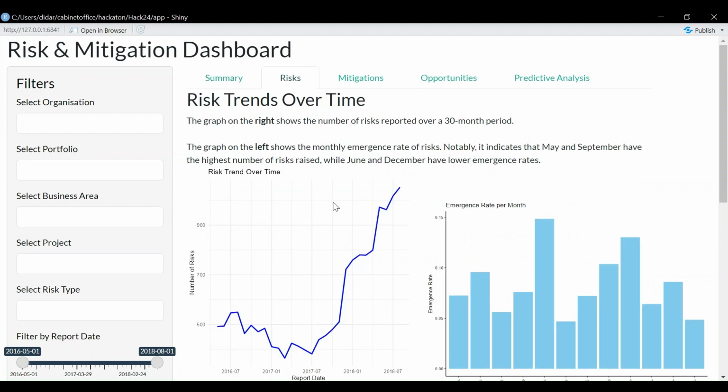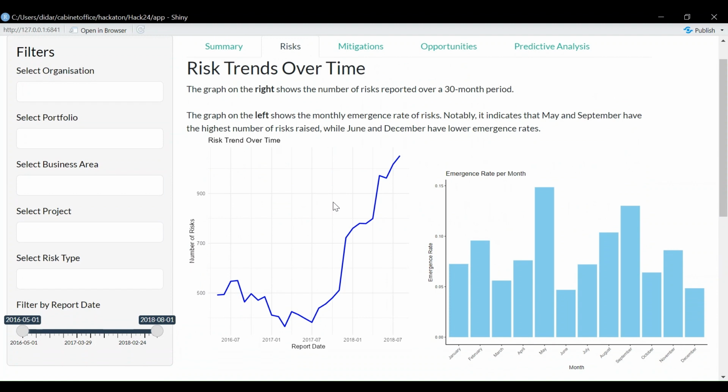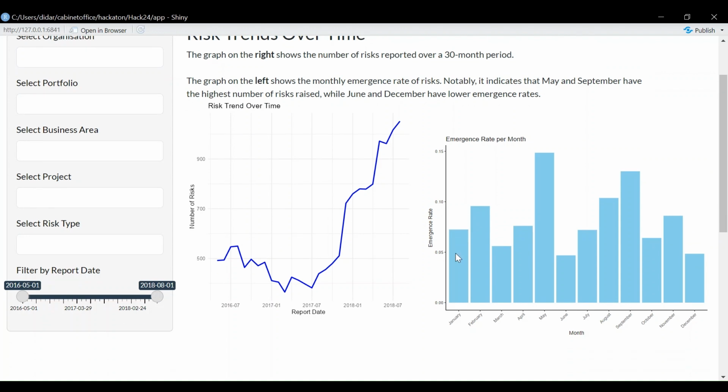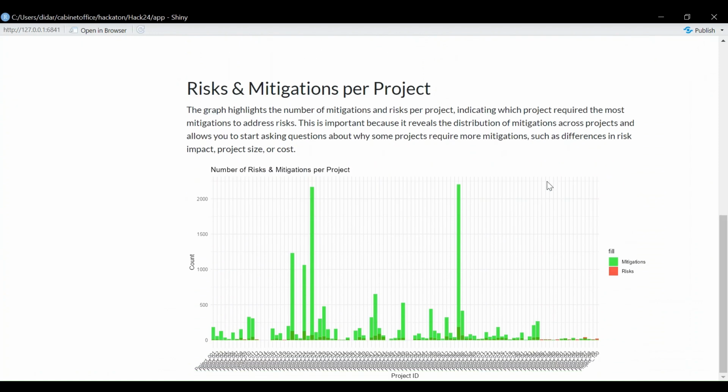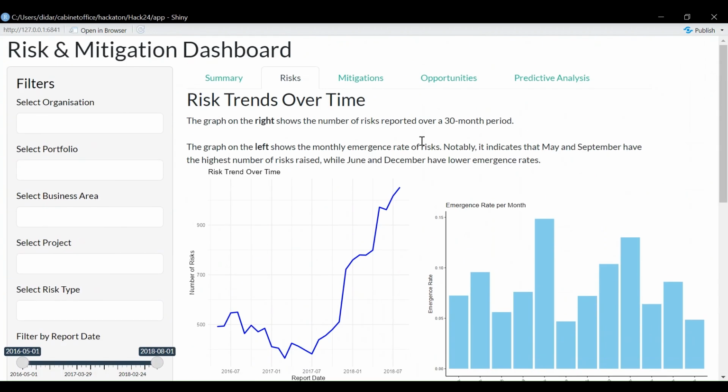The next tab here is risks. Part of our exploratory analysis was to look at the number of risks reported over time, but also the emergence rate of these risks when they were first raised. And here you can see there are some trends. May and September seem to be when the highest amount of risks were raised. And at the bottom, we have also shown the number of risks and mitigations per project, which allows project managers to see that distribution and maybe focus more on the projects that have a higher amount of risks or mitigations.